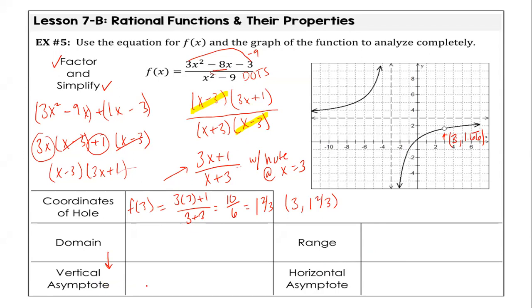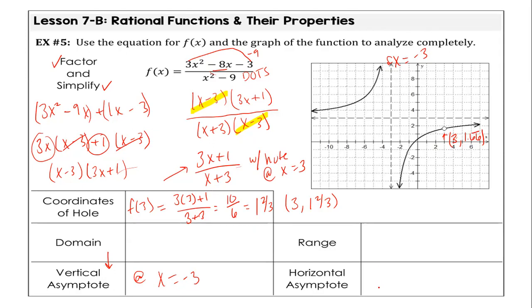Where is our vertical asymptote in this graph? At x equals -3, right? It's vertical, so it's at x equals -3. I can see it graphically, and I also know it because if I plug -3 into the denominator, it equals 0, and that is not allowed.